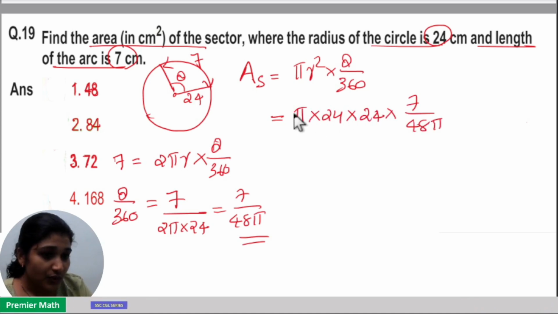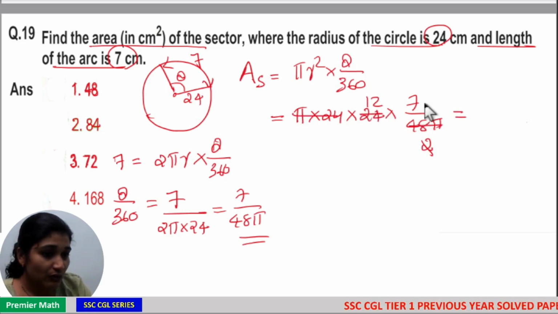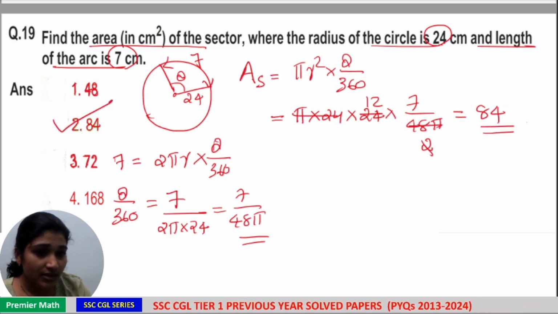Here 24 pi goes 2 times in 48 pi. Now 2 goes 12 times in 24. So 12 into 7 is equal to 84. So your answer is equal to 84 centimeters square.